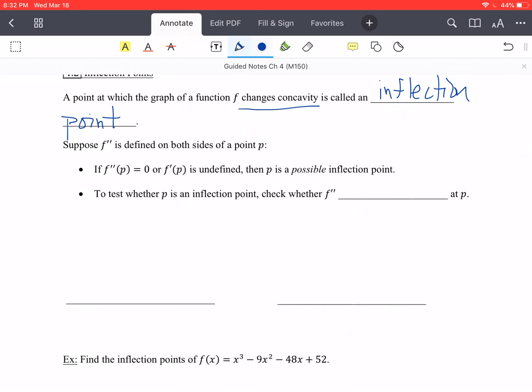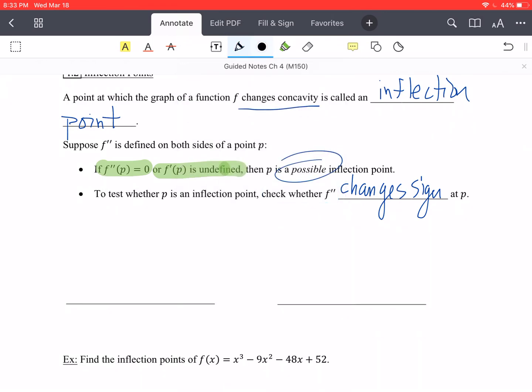So suppose f double prime is defined on both sides of a point P. If f double prime of P equals 0 or f prime of P is undefined, then P is a possible inflection point. Okay? We still need to determine, is it actually an inflection point or does it just go from concave up to concave up again? So to test whether P is an inflection point, check whether f double prime changes sign at P. If it changes sign, that means we went from concave up to down or down to up. And that's what makes an inflection point.